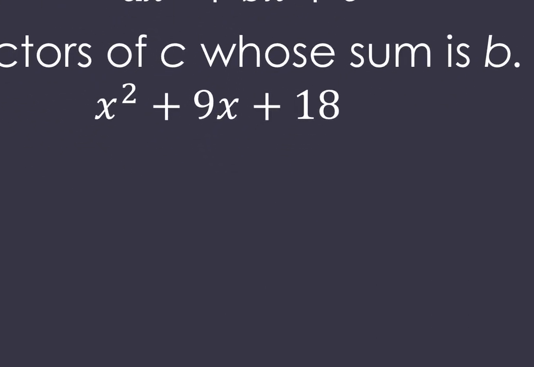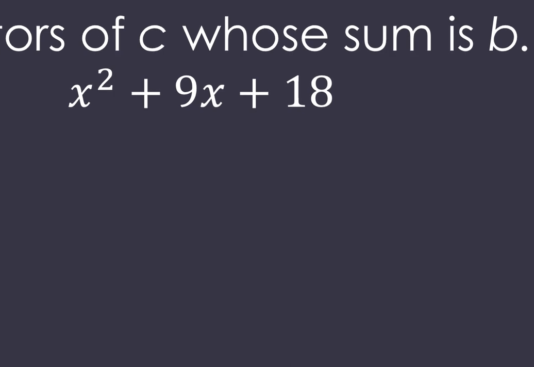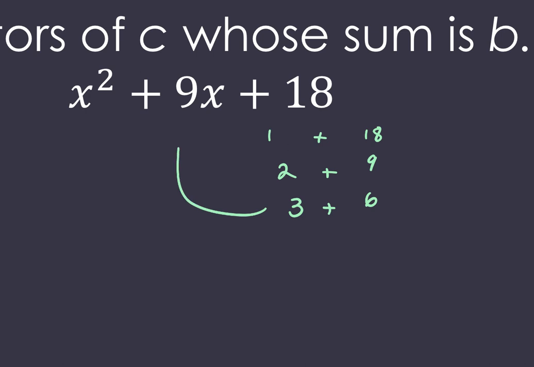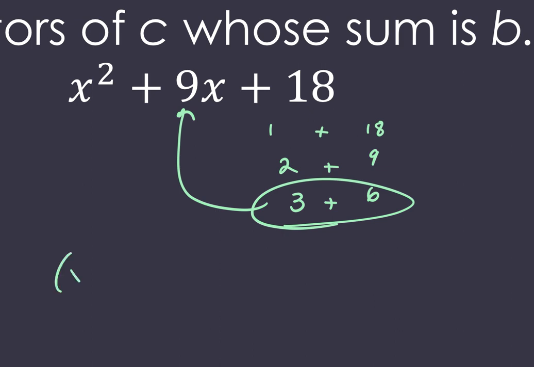It's a positive 18, so I can go through all of, hopefully we'll get better and we won't have to do this full out every time, but I can go through all the factors of 18. Positive 1 and 18, 2 and 9, 3 and 6. And then because they're both positive, I'm looking to see which one's sum would add up to 9, and that's the 3 and 6. And then I put them each behind an x. So x plus 3 and x plus 6.